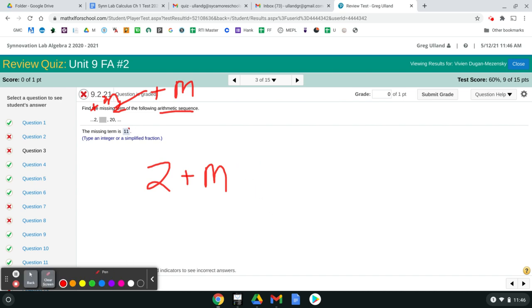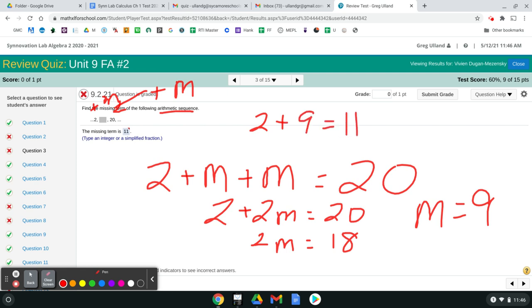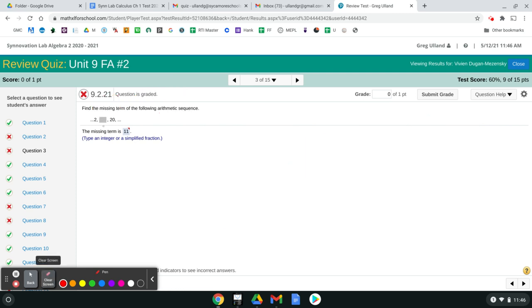If we took and added another M, that would give us 20. We added the same thing each time because it was an arithmetic sequence. So that's 2 plus 2M is 20. So then subtract 2 from both sides. You get 2M is 18. So M is 9. That's how you know it's going up by 9 every time. So 2 plus 9 is 11 plus 9 is 20. Got it. So that would be an 11 there.